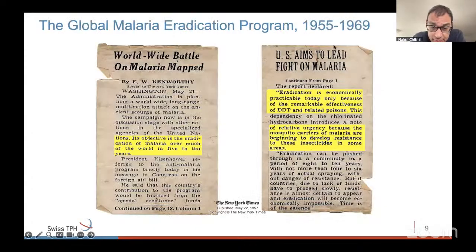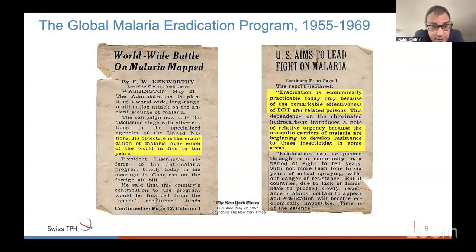Around that time, in the mid-1950s, the world started the Global Malaria Eradication Program. So this was a way to really eradicate malaria from the world. They called it global. However, at the time, a lot of Africa was left out of this because it was considered impossible to eradicate malaria from Africa. So even though it says global, it wasn't really global.